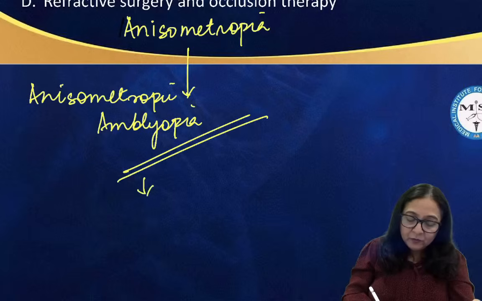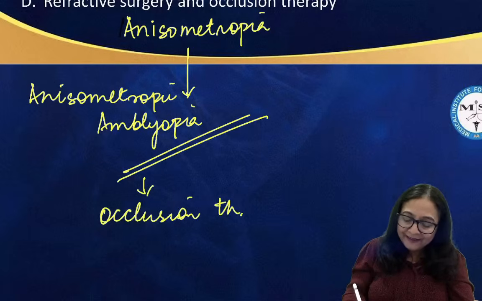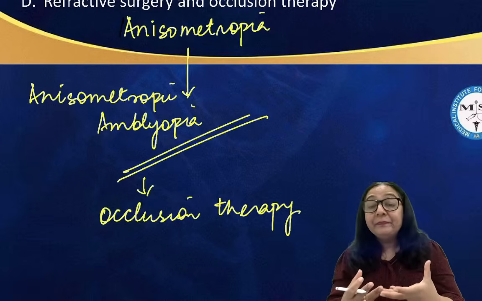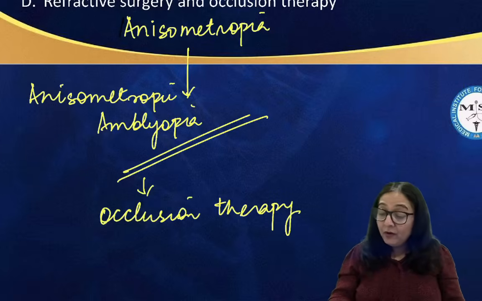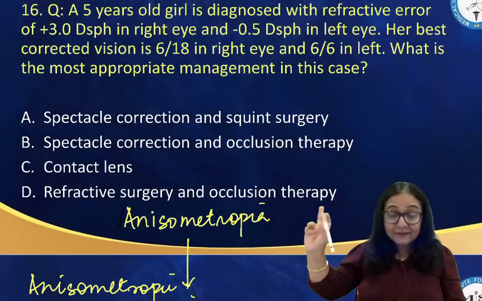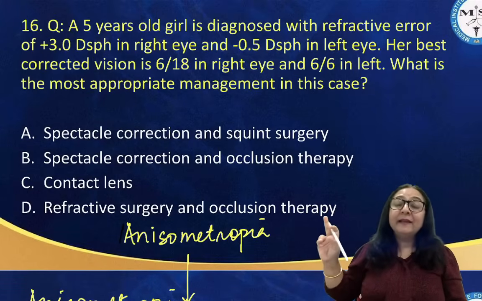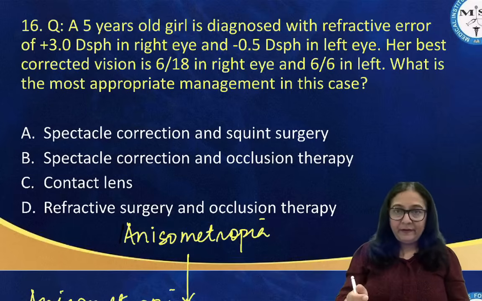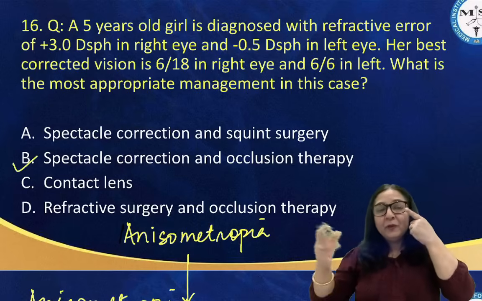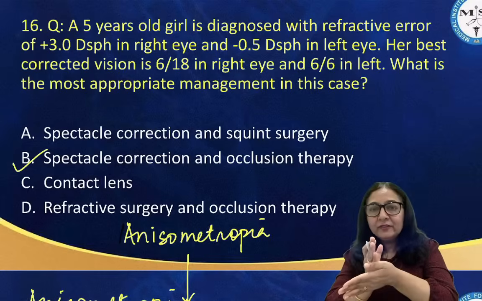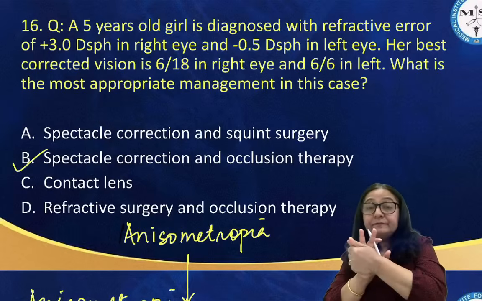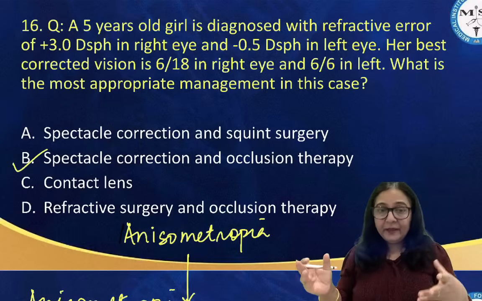And in a patient who is amblyopic, you have to do the occlusion therapy, where you will patch the better eye, the normal eye, so that the eye which is suppressed is stimulated. Okay? So all of you are telling me the right answer. After giving the spectacle correction, you have to correct the refractive error, and then you will do occlusion therapy. Okay? There is no role of squint surgery in these cases. Squint surgery will be done only if the child still has squint after correction.